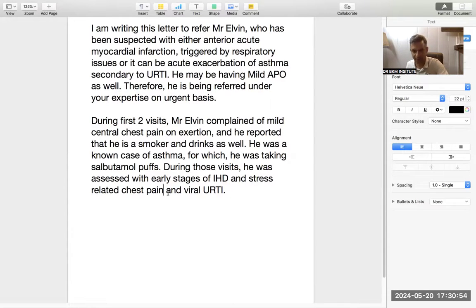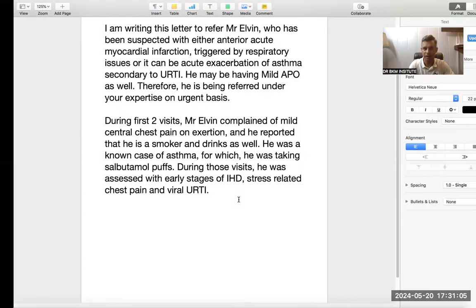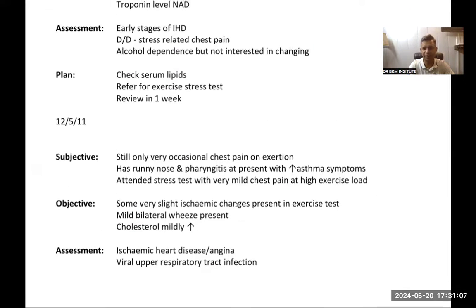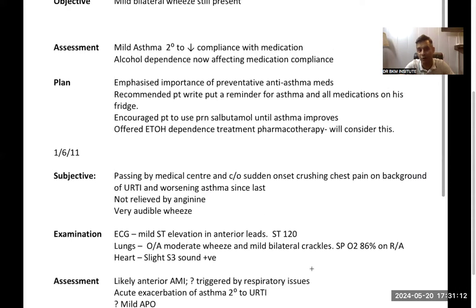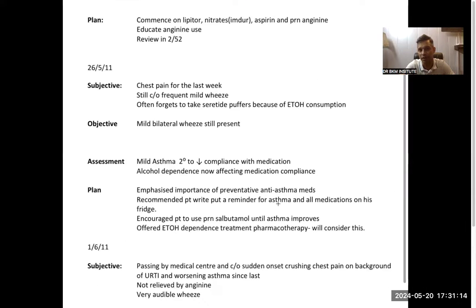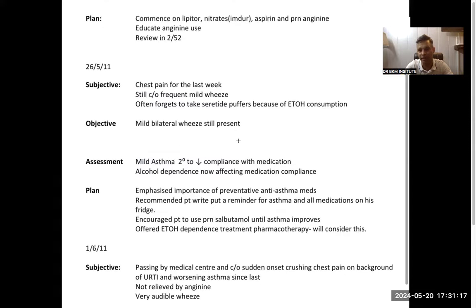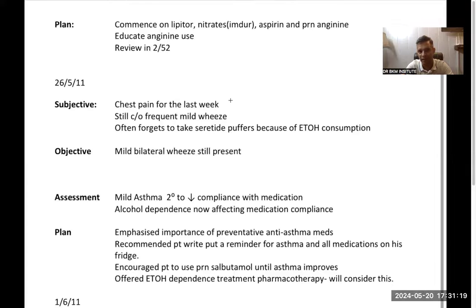We can release this, and this comma is maybe causing the problem. So I will say he was assessed with early stages of IHD, stress-related chest pain, and viral URTI. That's it. Now I need the medications. So let's see. Now we are almost there. If you can understand, now I don't find myself in too much of a problem, because I am almost there on the last second page. Commenced on Lipitor, nitrates, aspirin, arginine, for which few medications were advised.